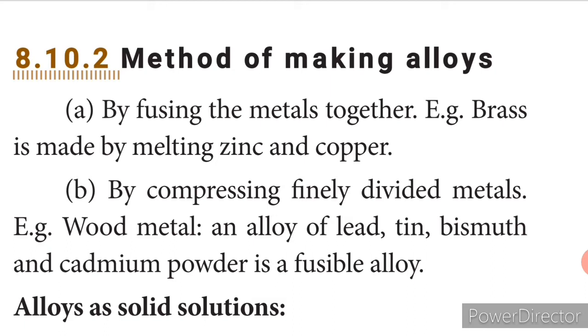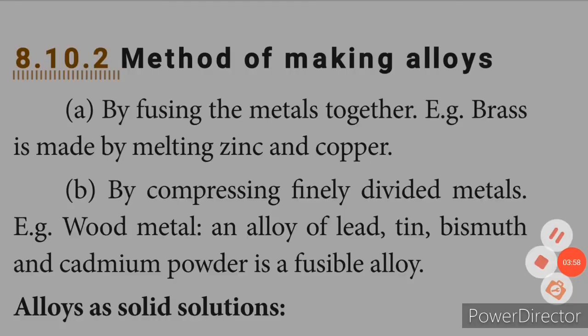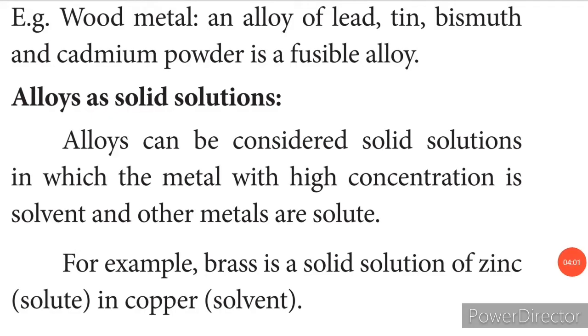Or otherwise, the next process is that finely divided metals are compressed together so that they form an alloy. For example, wood's metal, which is an alloy of lead, tin and bismuth, and even cadmium powder is alloyed this way. So all these metals are finely powdered and compressed together to form the alloy. So these are the two methods. One is fusion of the metals by melting, and the next one is compressing the finely divided powder, so you get an alloy. Now alloys can be considered as solid solutions.